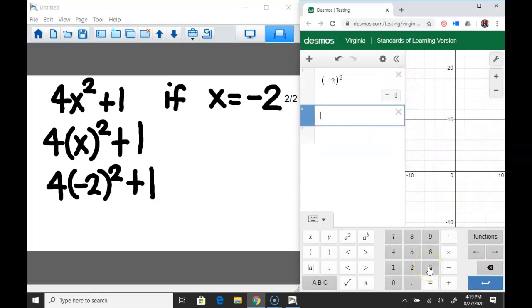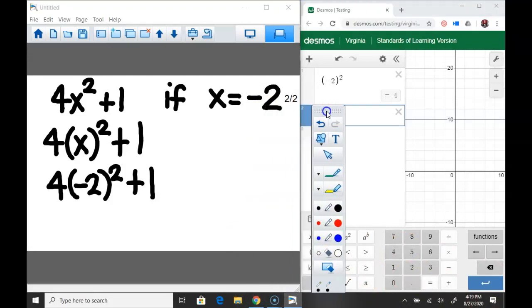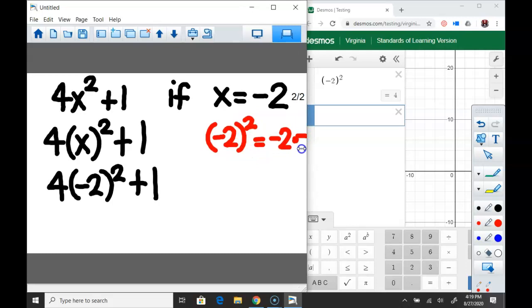Now, let me tell you why that's wrong. When you see -2 squared, you all know that means -2 times -2.